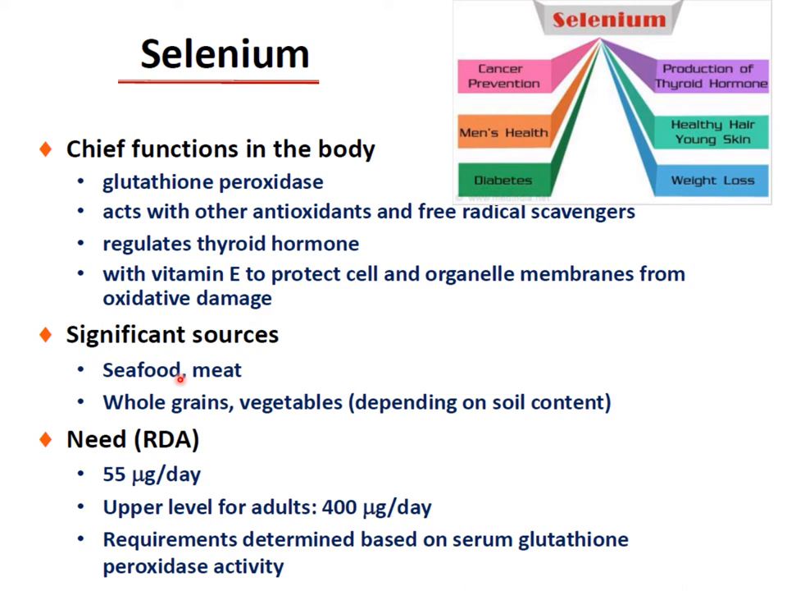Significant sources of selenium are seafood and meat, whole grains, and vegetables, depending on soil content. What we need is about 55 micrograms per day. The upper limit is 400 micrograms per day. The requirement is determined based on serum glutathione peroxidase activity. Selenium is considered for cancer prevention, mental health, diabetes, production of thyroid hormones, healthy hair, young skin, and weight loss. This is why we consider that selenium could be very good.